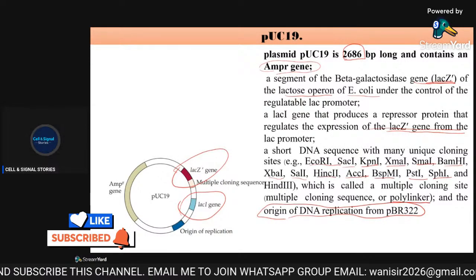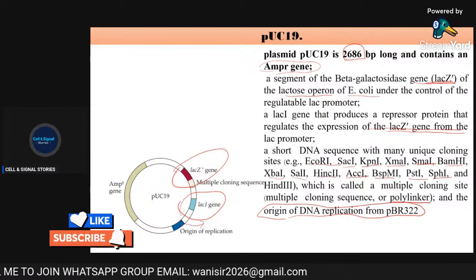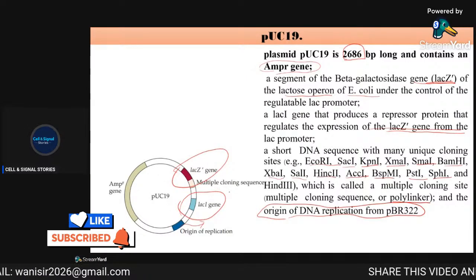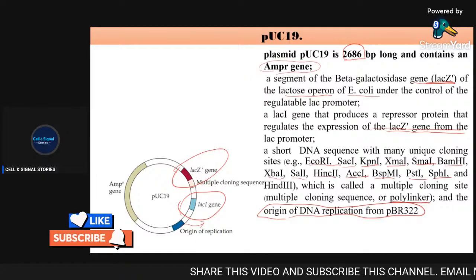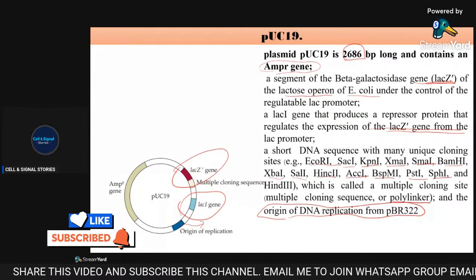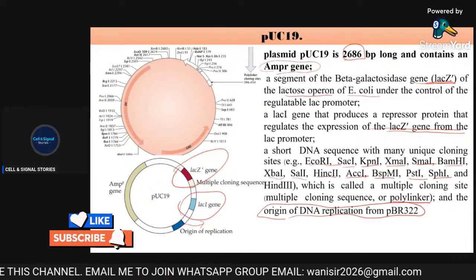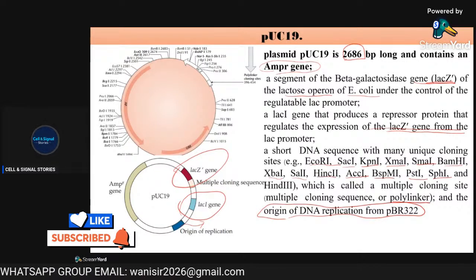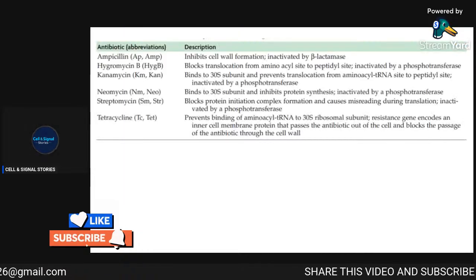Sometimes you may be asked why the origin of replication has been introduced in pUC19. It is from pBR322. And what are these multiple cloning sequences? It has this number of restriction endonuclease sites, which means we can use these restriction endonucleases to cut it. So you can see this polylinker cloning site having all these restriction endonucleases, and the ampicillin resistance gene also has some of the restriction endonucleases.